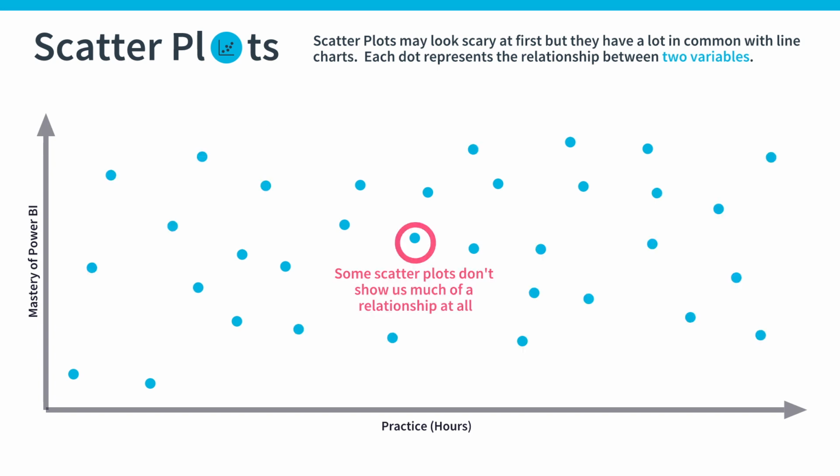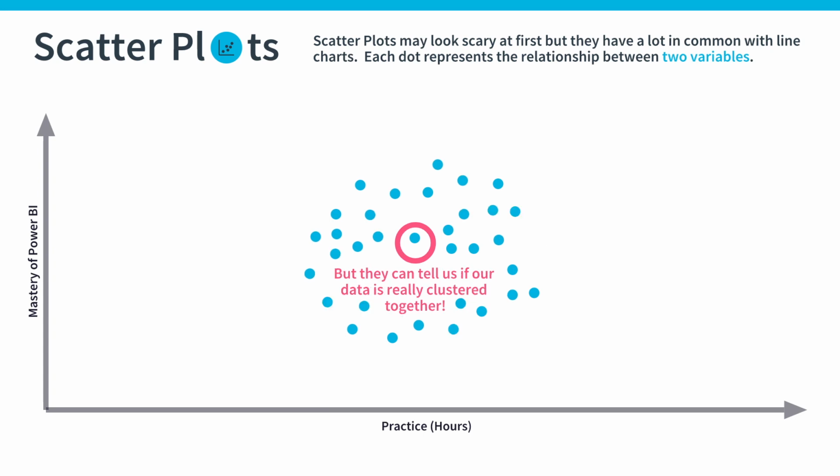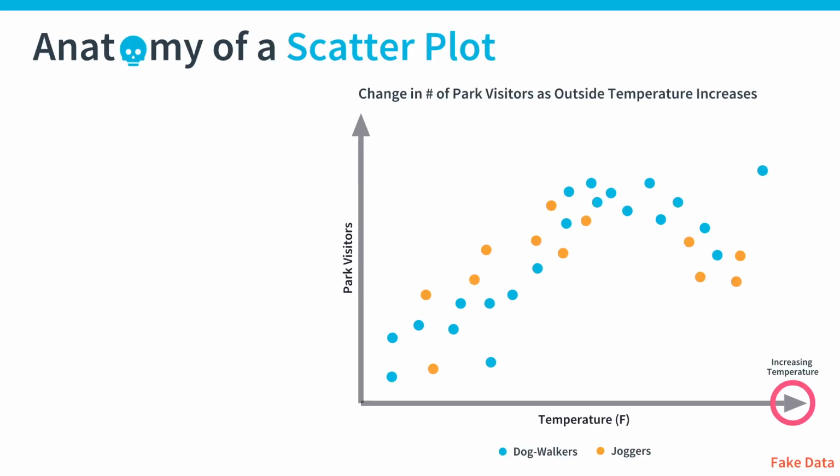Then again, maybe my whole theory about practice makes perfect is completely wrong. Maybe there's no relationship whatsoever between practicing Power BI and mastering Power BI. That seems far-fetched, but if that's true, scatter plots also show us when there is no relationship at all between the two variables that we're evaluating. Then again, maybe a scatter plot can't tell us anything except that our data points are all very clustered together. Scatter plots don't always show a positive or negative relationship, but sometimes they can reveal clusters in our data that we did not know exist. So hopefully you're feeling better about scatter plots.